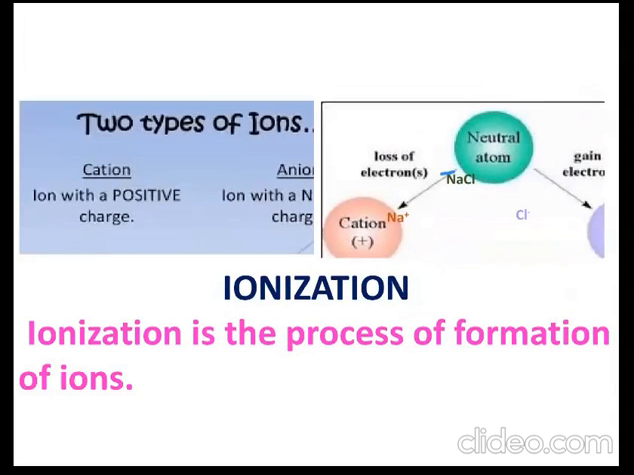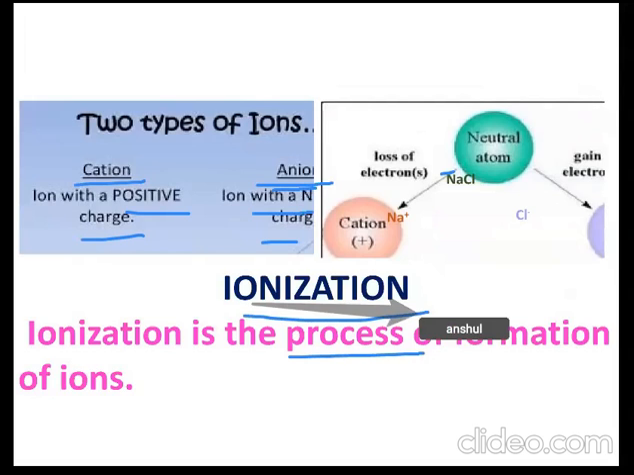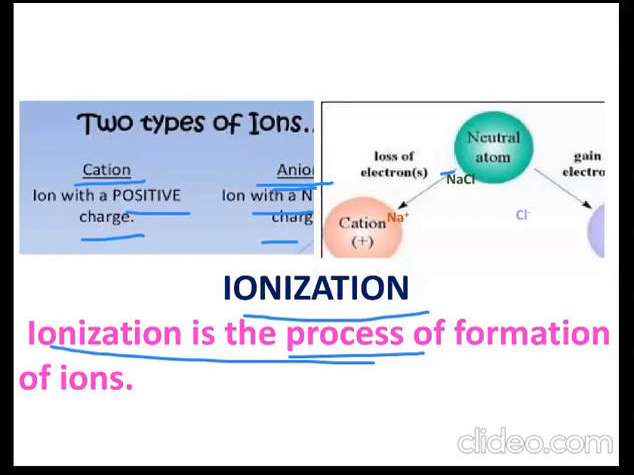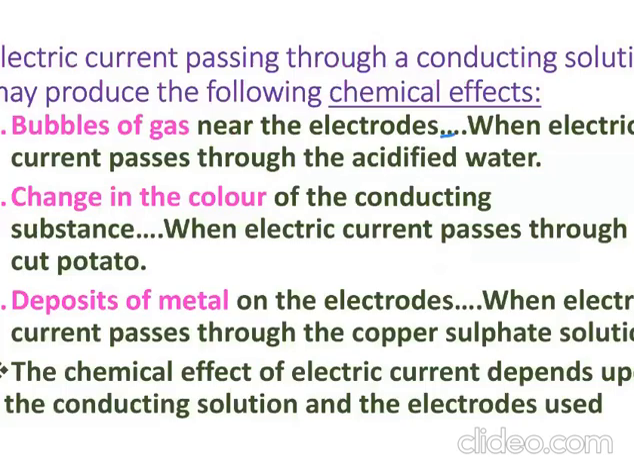So types of ions, this is the summary: cations and anions. Cations are your positive ions which are formed by losing electrons, and anions are your negative ions which are formed by gaining electrons, right? So here comes one more definition, that is ionization. Ionization is a process in which ions are formed. Ionization, Anshul, is a process in which ions are formed. So ionization is a process of formation of ions. This is given in your book. Please go through it. Okay.